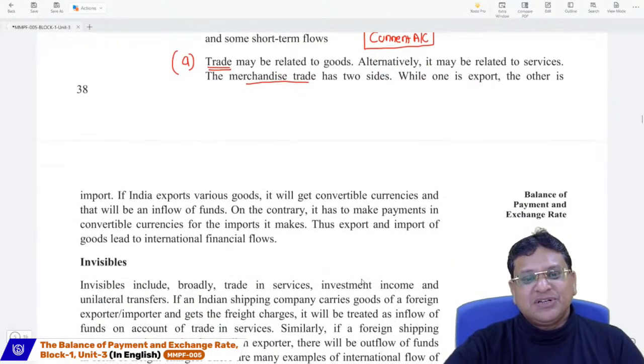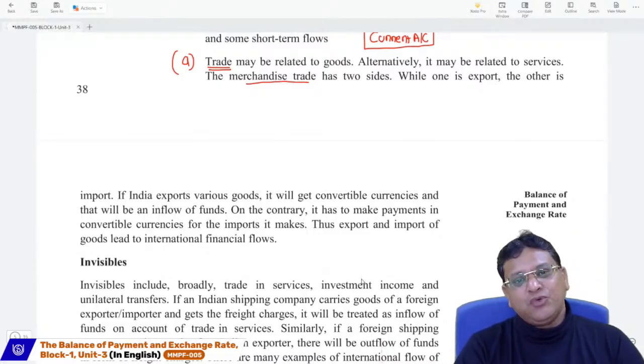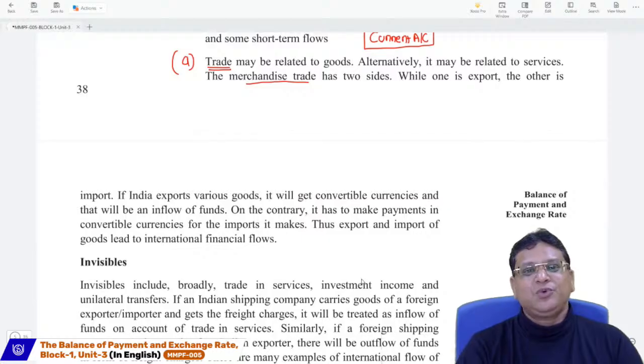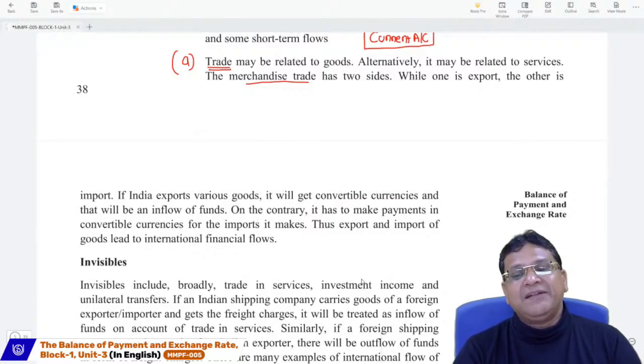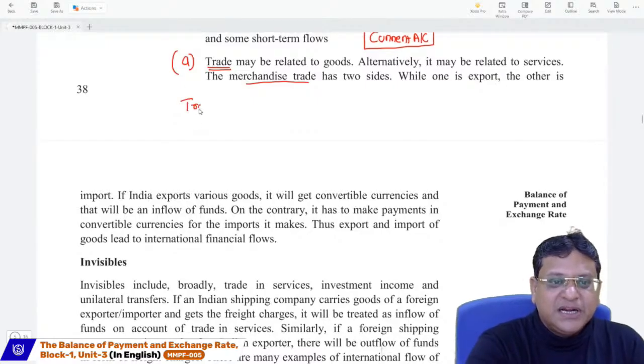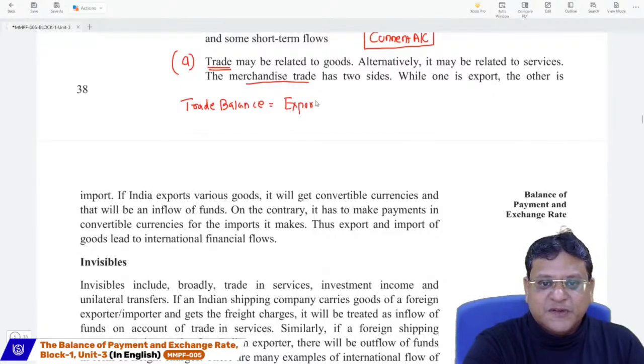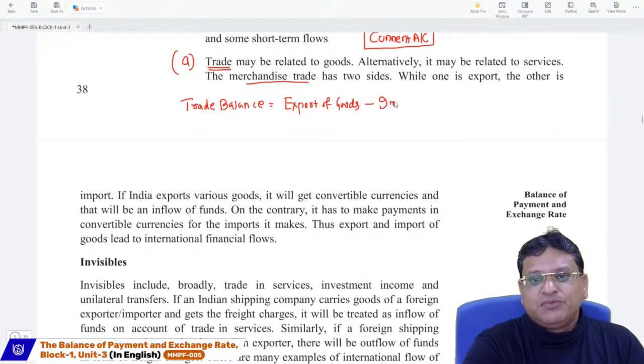Import of goods results in outflow of funds and export of goods results in inflow of funds. The difference between inflow and outflow of funds in relation to trade is known as trade balance. How is trade balance calculated? Trade balance is equal to export of goods minus import of goods.